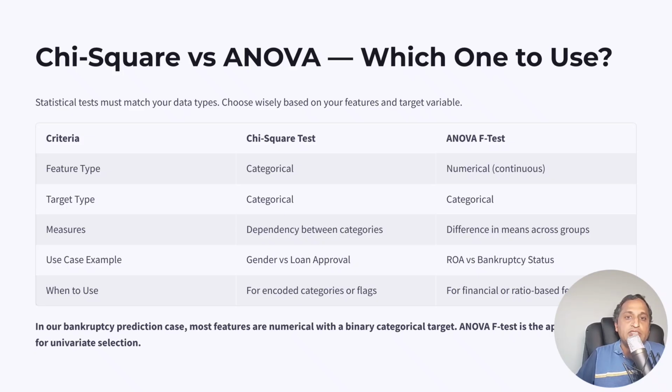So in our case, where we are trying to predict whether a company will go bankrupt or not, most of the features are numerical, like ROA and gross margin, and our target is binary categorical, bankrupt versus non-bankrupt. So the ANOVA F test is the right choice for selecting which features are most predictive. By matching the test to the data type, we ensure our feature selection is both statistically valid and practically meaningful.